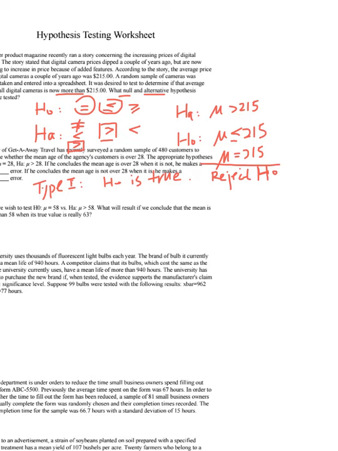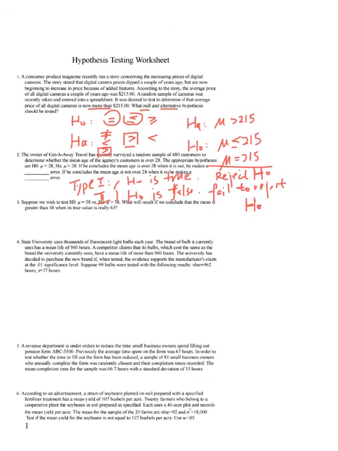The definition for type 2 error: H0 is false, but we fail to reject H0. So this is our definition. Now we can apply this definition to this problem.